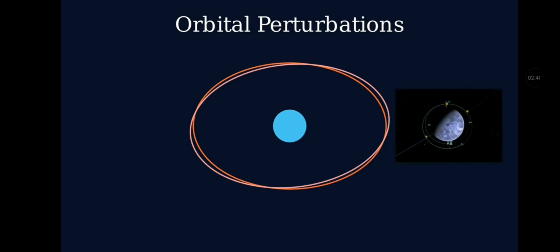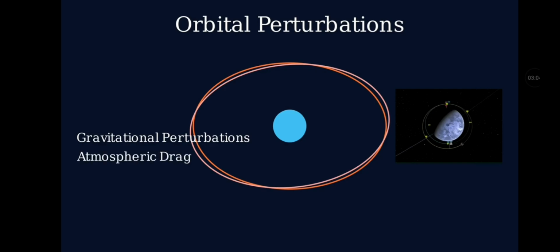Orbital mechanics becomes more complex when we consider perturbations, which are deviations from ideal orbits caused by various forces. In reality, no orbit is perfectly Keplerian. Various forces cause satellites to deviate from their ideal paths over time. These perturbations include gravitational forces from other celestial bodies, which can nudge a satellite's orbit slightly with each pass.